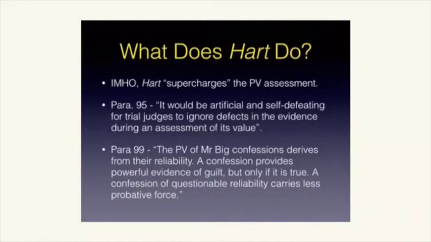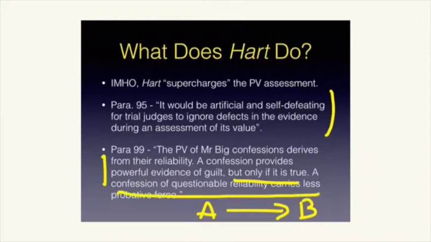I mean, look at these quotes. I suggested to you that when a person confesses, they're more likely to have done the offense to which they confess. But Hart says that we need to look at those inferences more closely, saying it would be artificial and self-defeating to ignore defects in the evidence. And most importantly, here's the point. A confession provides powerful evidence of guilt, but only if it's true. A confession of questionable reliability carries less probative force.